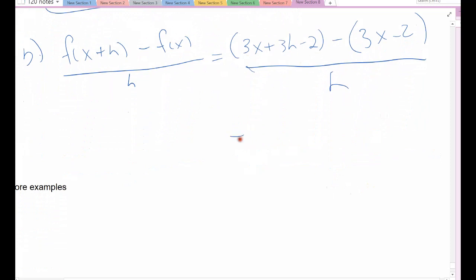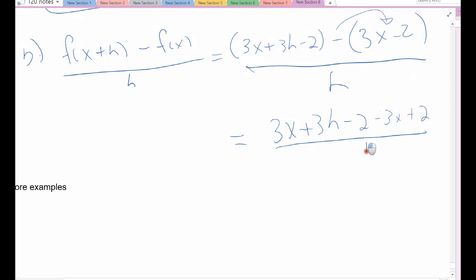Then step 2 is simplify. Well, the first set of parentheses just drop because there's nothing out front to multiply. The second set, though, I have to distribute that negative. That's why it's very important that you don't forget those. So I have 3x plus 3h minus 2, and then distribute your negative. So I'm going to get a negative 3x. Negative times the negative 2 will give me a positive 2 all over h.